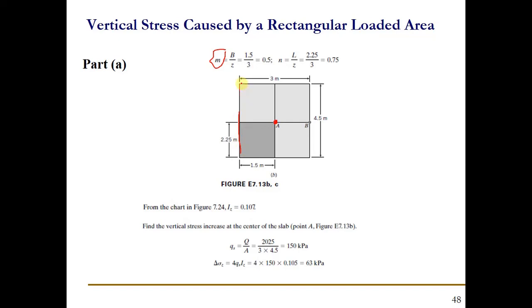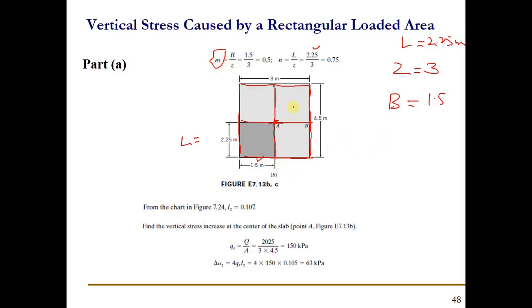rectangle into 4 equal parts such that this point A will lie beneath the 4 corners of the rectangle. This is L, which is equal to 2.25 meters, so L by Z, and Z is 3 meter. B is equal to 1.5 meter, as you can see in here.